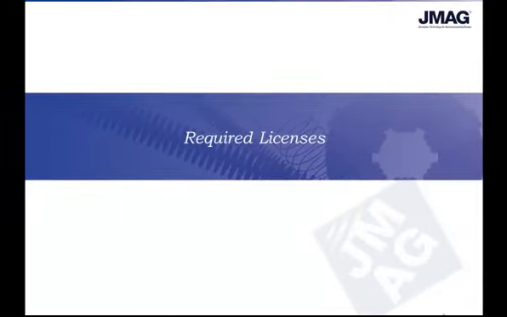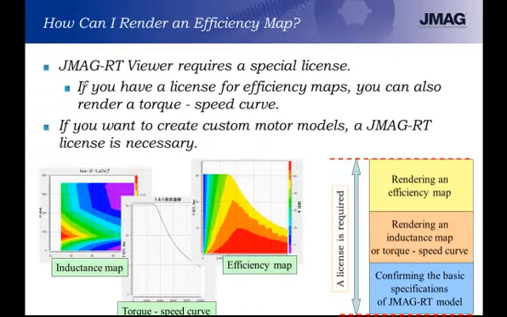So now, moving back to our presentation, let's take a look at the required licenses for this operation. So to render an efficiency map, JMAG-RT Viewer requires a special license. If you have a license for efficiency maps, you also have the ability to render the torque speed curves. If you want to create a custom motor model, that JMAG-RT license is necessary. To generate the inductance map, basically we have to have the RT model tool. Torque speed curve, it can be generated off of any RT block. An efficiency map needs a special license. So a license is required for all of these.